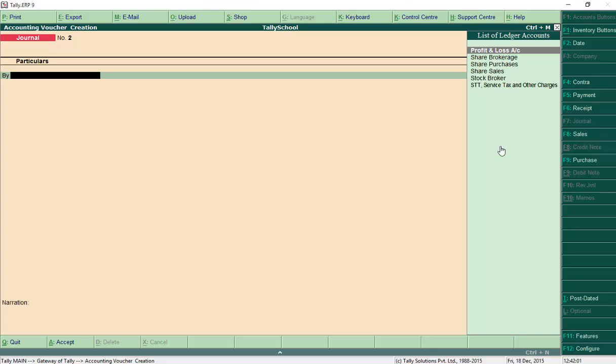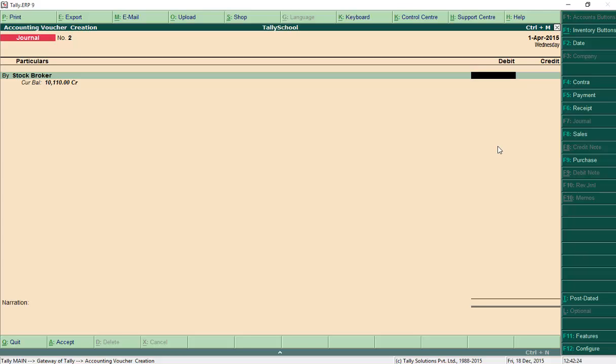So now, as we have sold, we will debit first our stockbroker, because it is now our debtor, as I've told you earlier, because we have to take money from him for the stock which he has sold on behalf of us. So we will debit stockbroker, and from stockbroker we have to take 14,800 rupees, because 200 is what we have to pay again to the stockbroker for share brokerage and STT, service tax and other charges. So 14,800 total we have to take from the stockbroker.